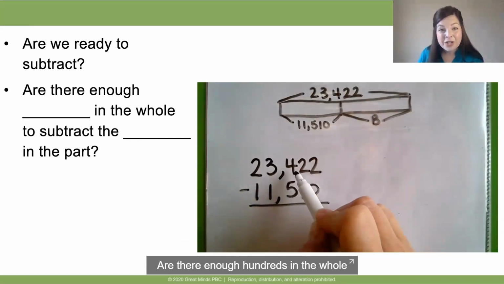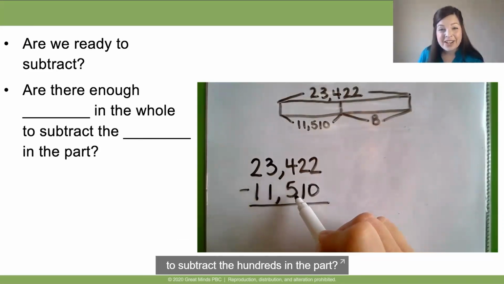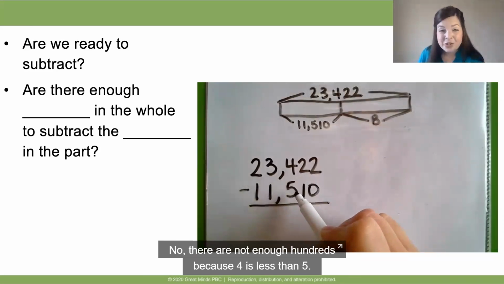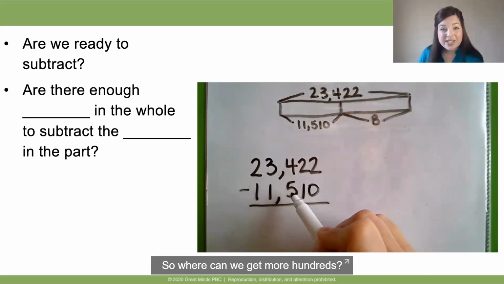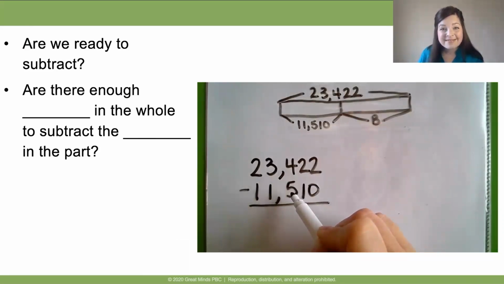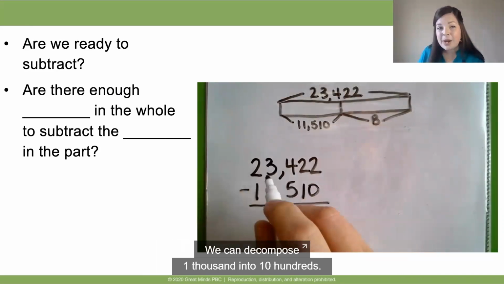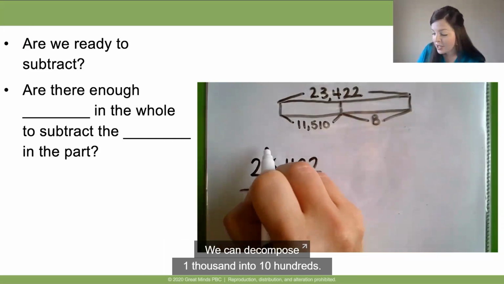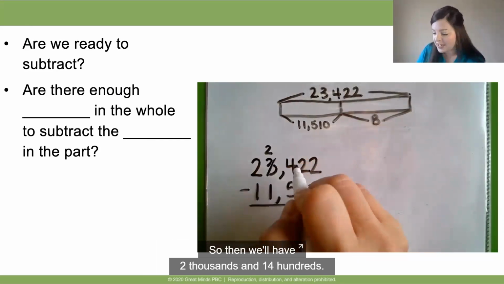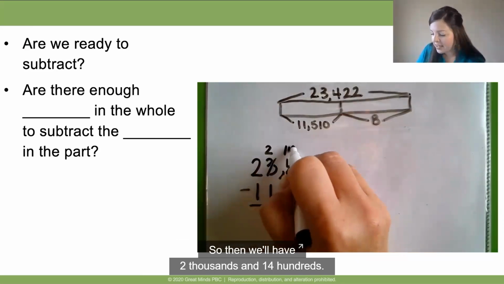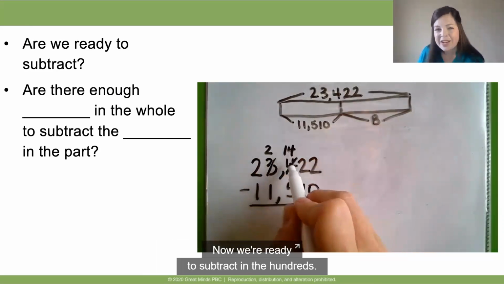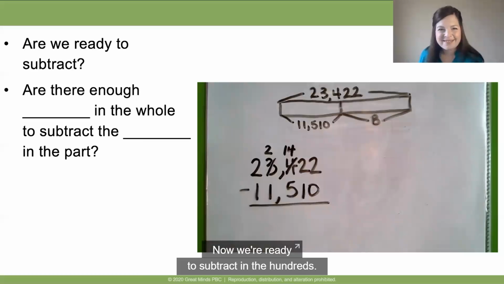Are there enough hundreds in the whole to subtract the hundreds in the part? No, there are not enough hundreds because 4 is less than 5. So where can we get more hundreds? We can get more hundreds from the thousands. We can decompose 1,000 into 10 hundreds. So then we'll have 2,000s and 14 hundreds. Now we're ready to subtract in the hundreds.